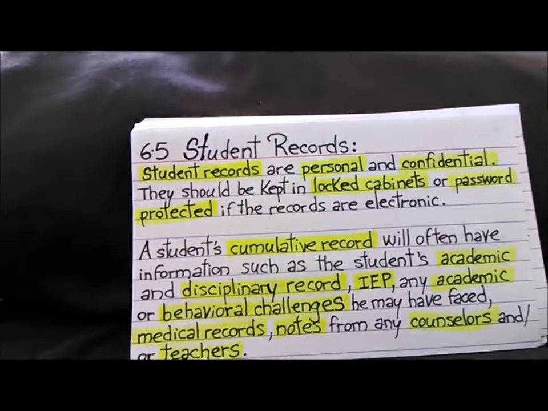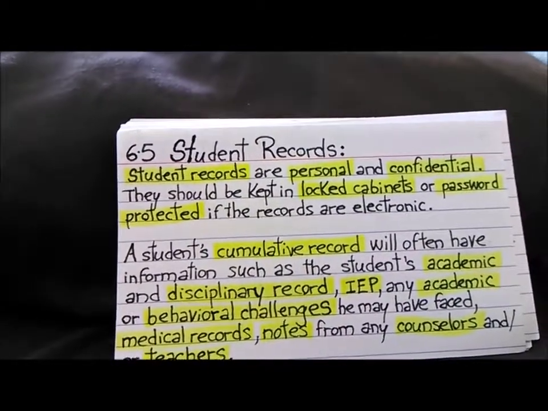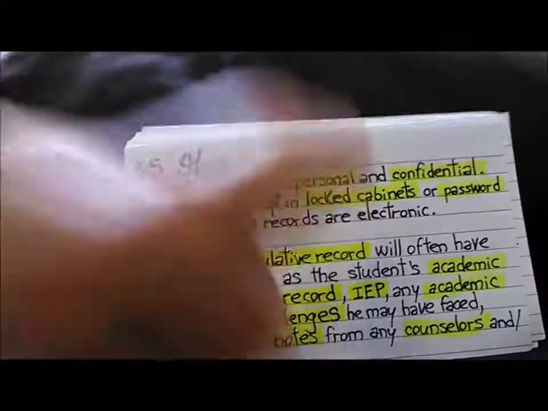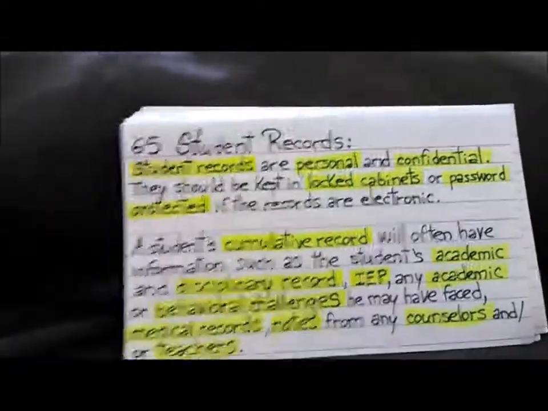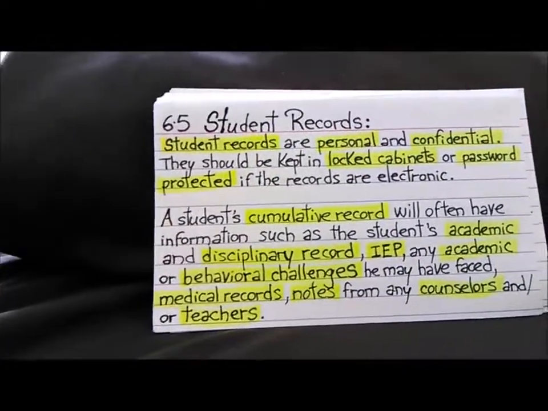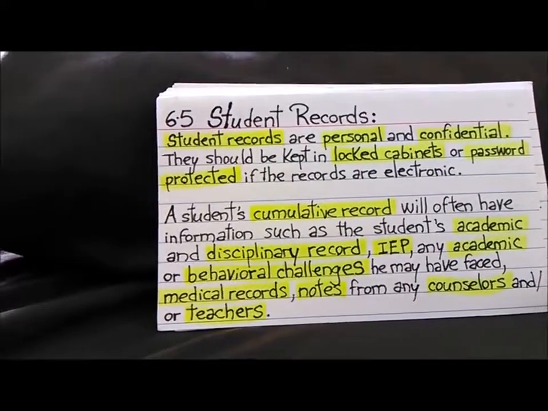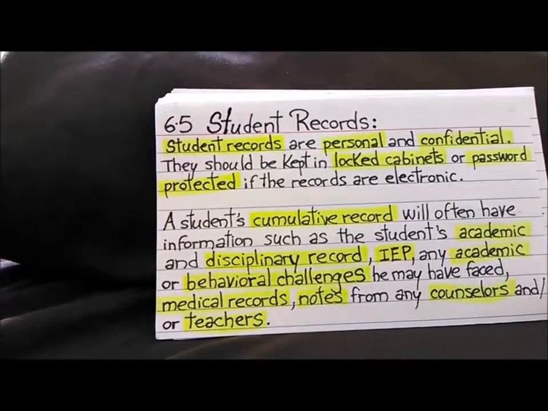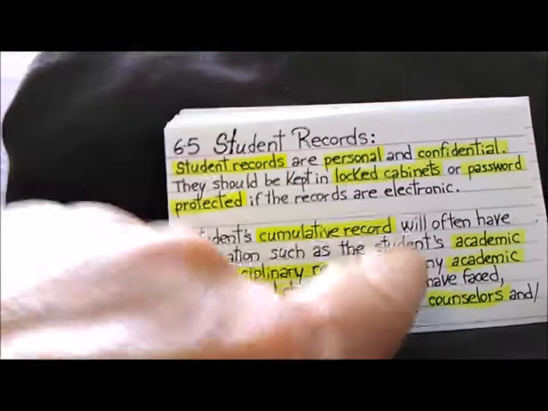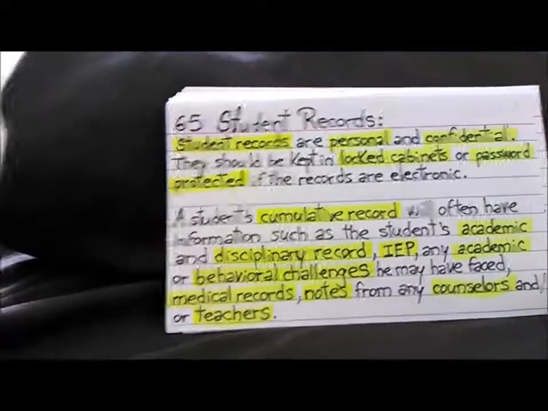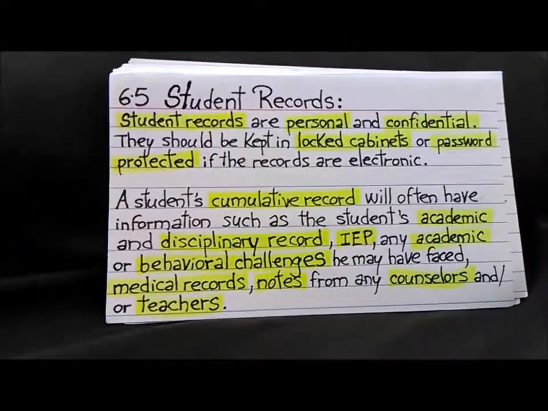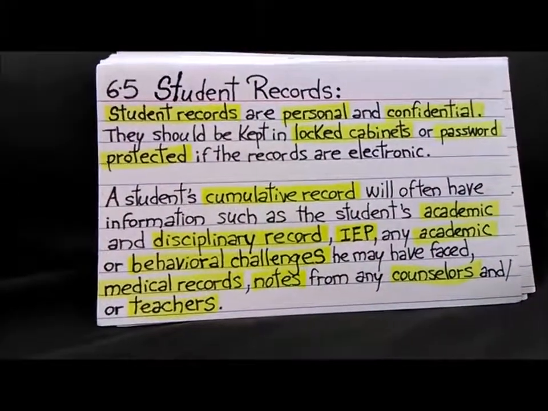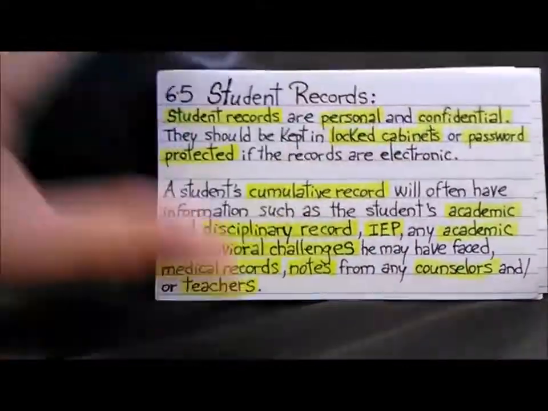6.5, Student records. Student records are personal and confidential. They should be kept in locked cabinets or password protected if the records are electronic. A student's cumulative record will often have information such as the student's academic and disciplinary record, IEP, any academic or behavioral challenges he may have faced, medical records, and notes from any counselors and or teachers. And they are private, okay?